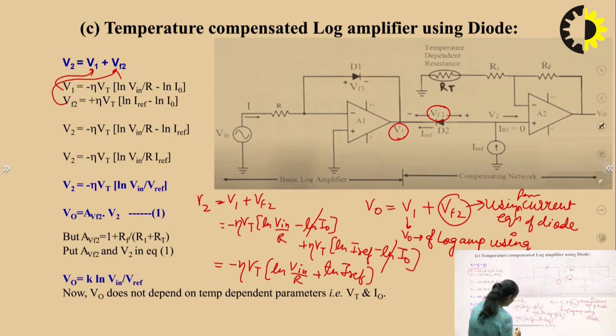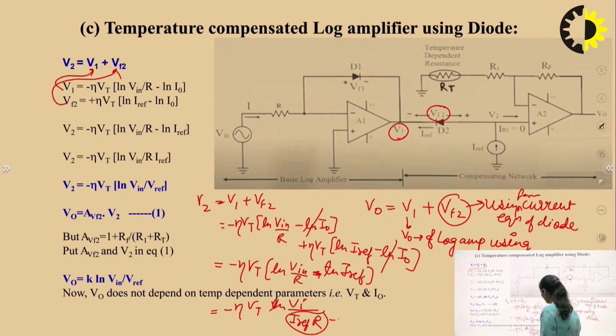So this is equal to minus eta Vt ln V in upon I reference R, and I reference R is equal to V reference. So V2 is equal to minus eta Vt ln V in upon V reference. This is the value of V2.